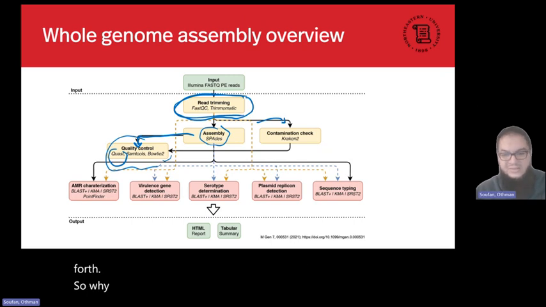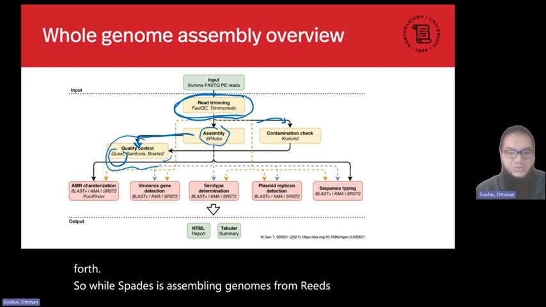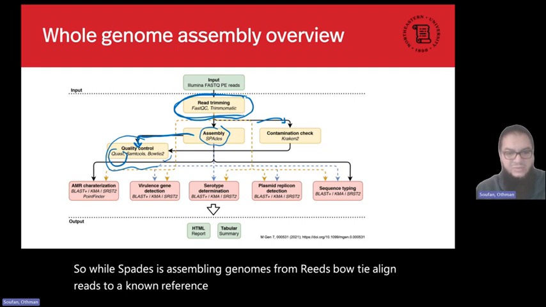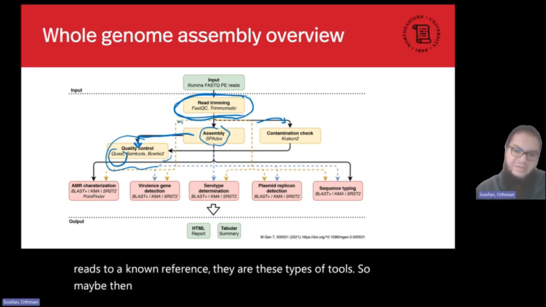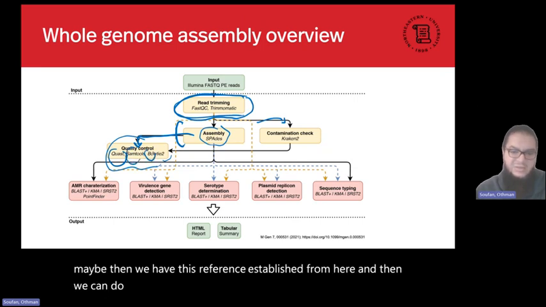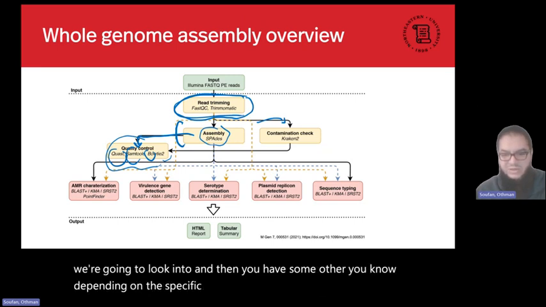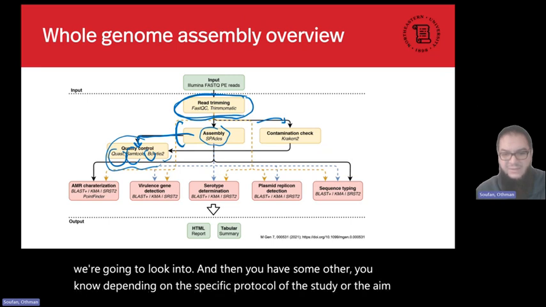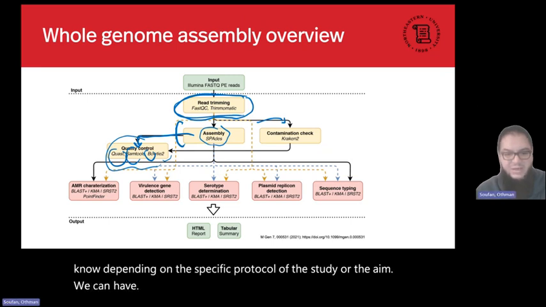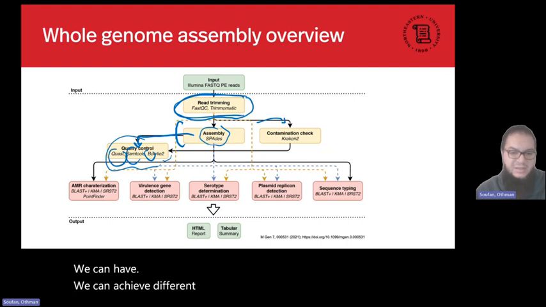So while SPADES is assembling genomes from reads, Bowtie aligns reads to a known reference. They are these types of tools. So maybe then we have this reference established from here, and then we can do some alignment and bring some discovery to what we're going to look into. And then you have some other, depending on the specific protocol of the study or the aim, we can achieve different outcomes with a specific set of tools.